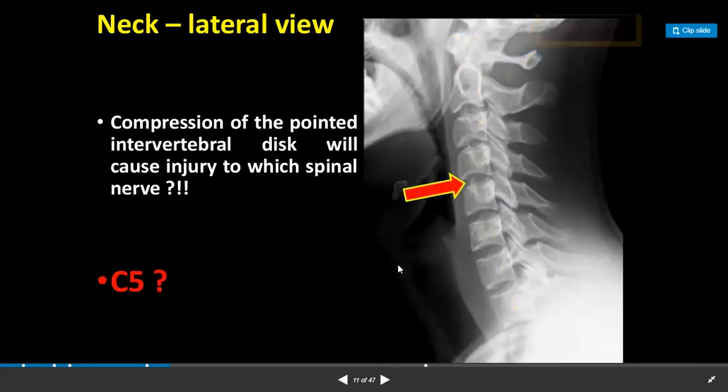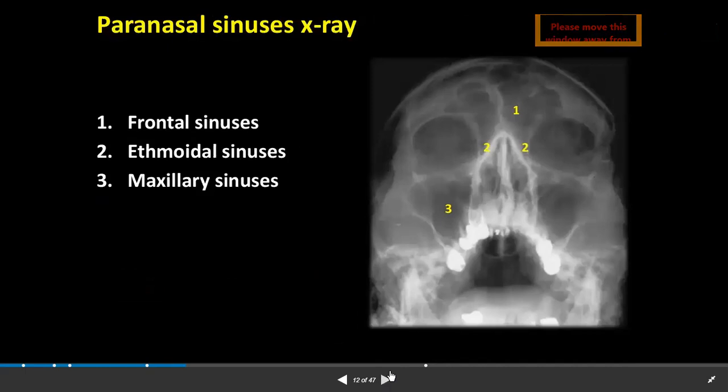Now in this lateral view, basically this should be the space between the cervical vertebrae. But if you observe here, there is some reduction in the space, compression of the pointed intervertebral disc. It will cause injury to the corresponding nerve. You need to number them 1, 2, 3, 4, and this is the fifth one, right? So fifth spinal nerve, C5.